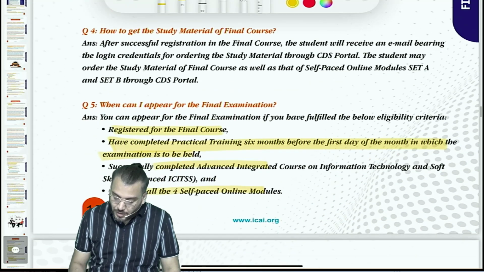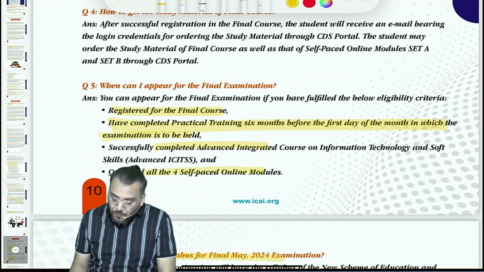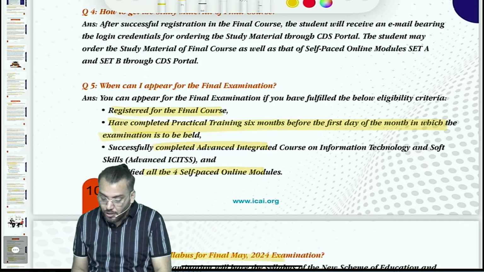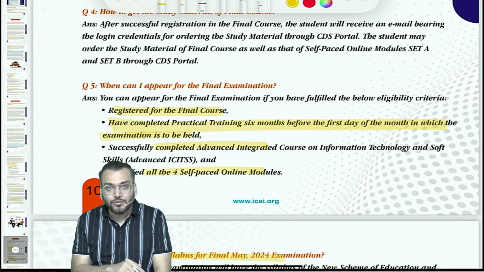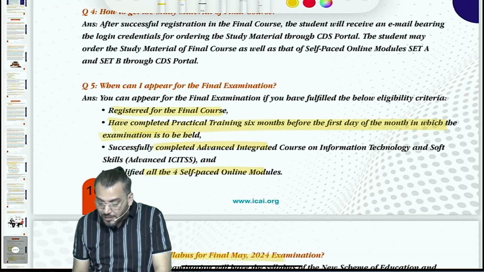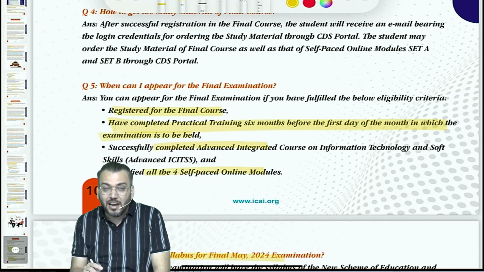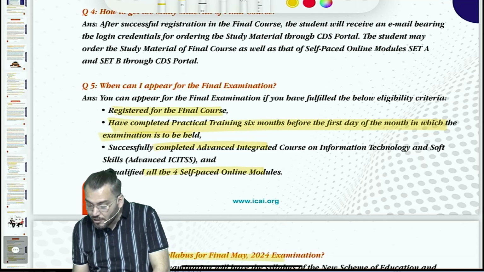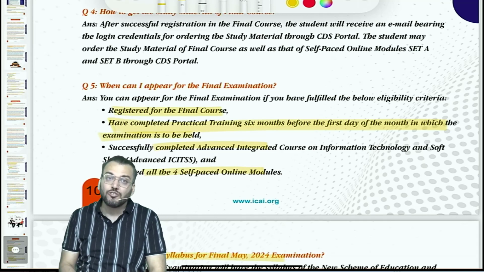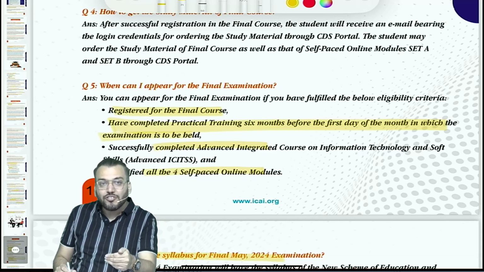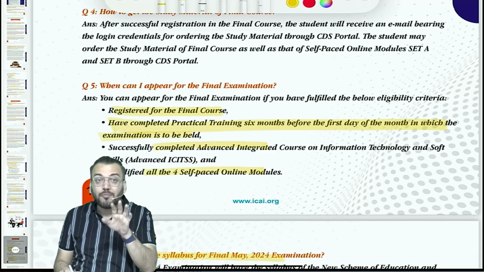Yes sir. Now when can I appear for the final examination under the new scheme? So what is the rule? You need to register for the final course. You need to complete practical training, means articleship. You need to complete practical training 6 months before the first day of the month in which the examination is to be held. Means after completing practical training for 6 months, you can appear for the examination.